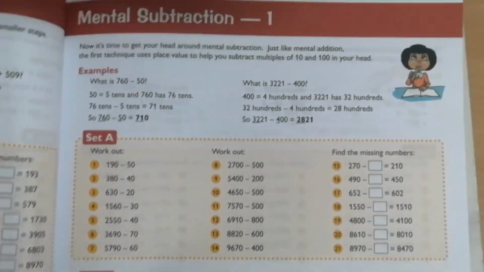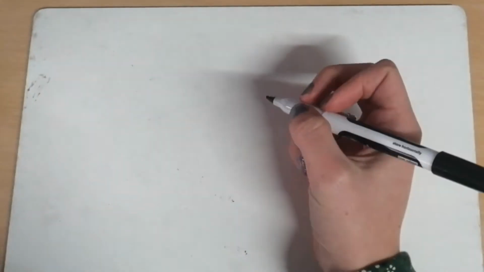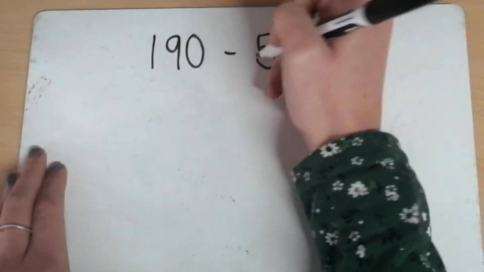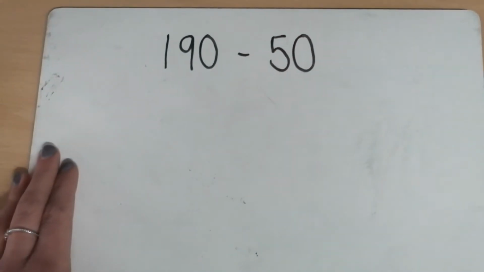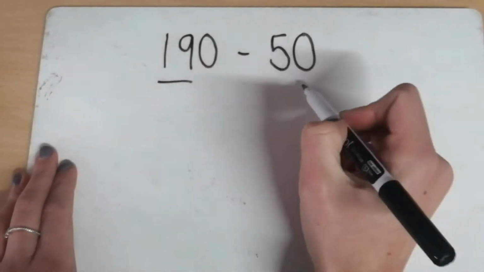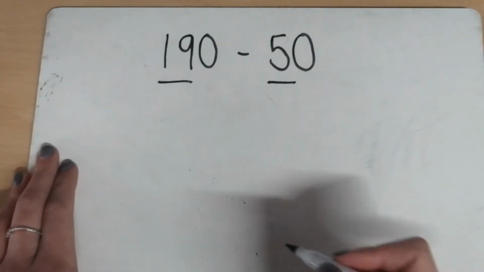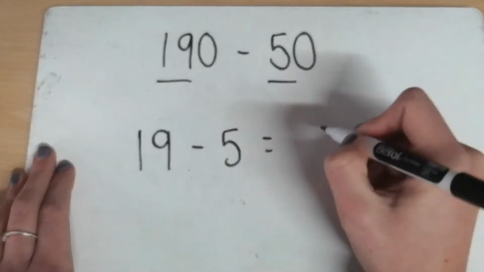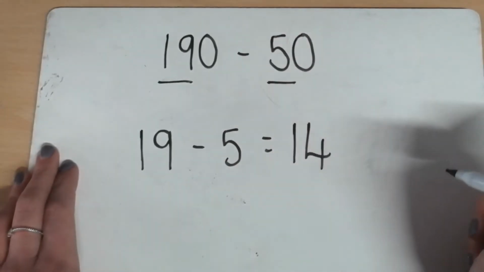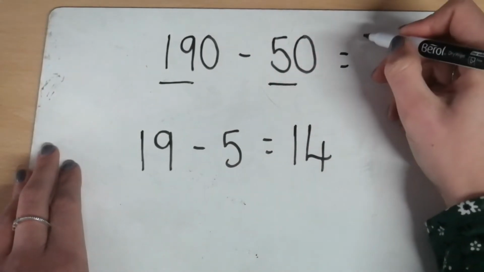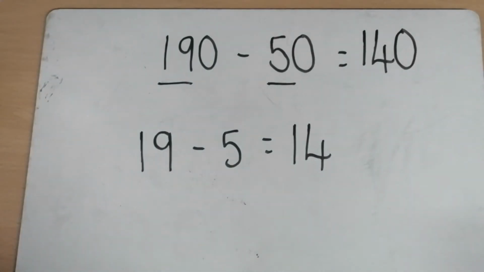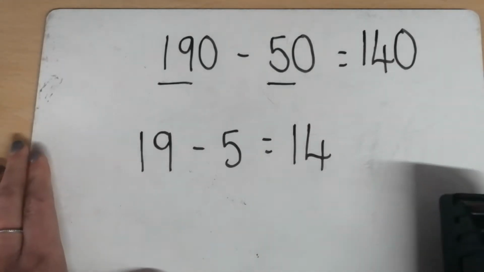So we're trying to use mental strategies to solve that. The book explains that we can do 190 take away 50. We can make that 10 times smaller, so we can think of that as 19 take away 5. So we're going to start off by doing 19 take away 5, which would give us 14. Now, because we made that 10 times smaller, we need to make it 10 times bigger again. So we would end up with 140.